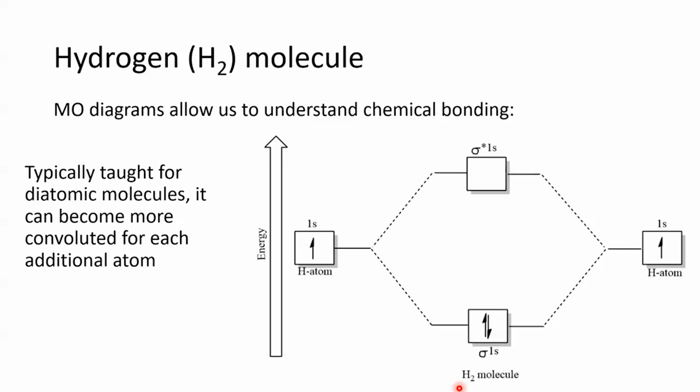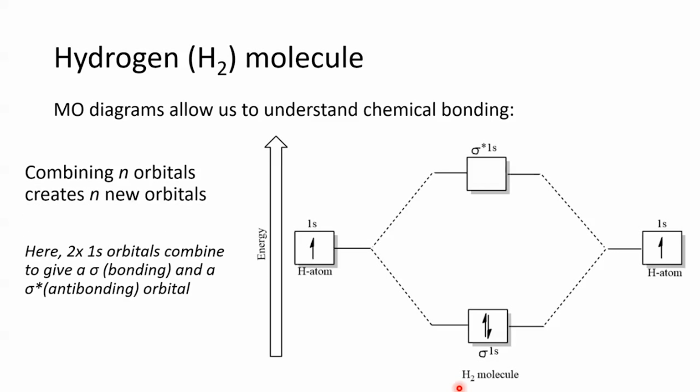However, in organic chemistry, we can use these to think about the formation of bonds between two atoms, or even the breaking of bonds between two atoms. The first thing to consider is when you're combining any number of orbitals, it's going to create that same number of new orbitals. So here we have two lots of 1s orbitals, one for each hydrogen atom, and consequently we're creating two new molecular orbitals. One here, a bonding orbital, and a second anti-bonding orbital.